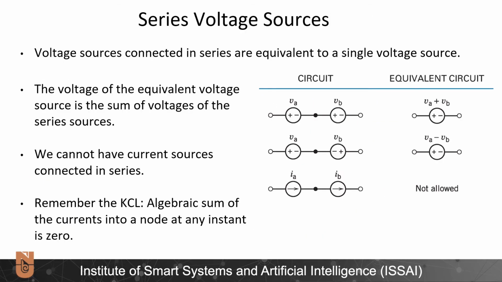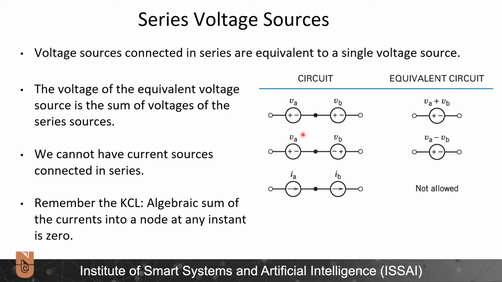Voltage sources connected in series are equivalent to a single voltage source. Specifically, the voltage of the equivalent voltage source is the sum of the voltages of the series sources. For instance, here in this example, we have VA and VB. They have the same polarity, plus minus and plus minus. The equivalent circuit is a single voltage source with the voltage VA plus VB.